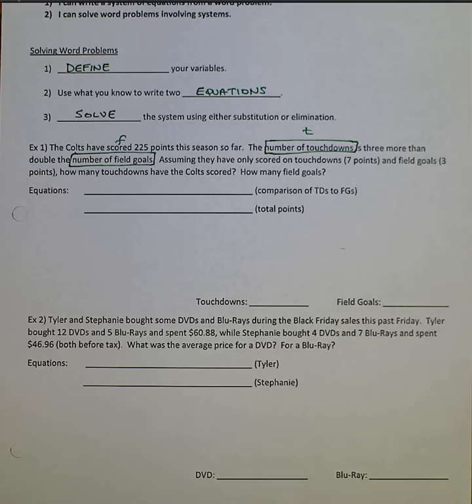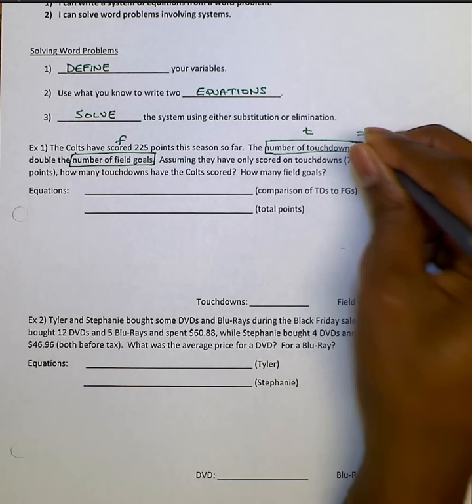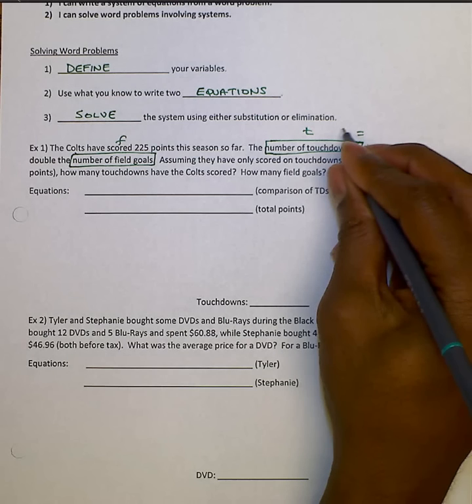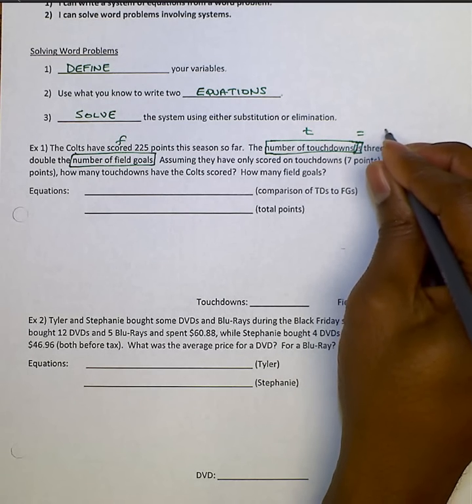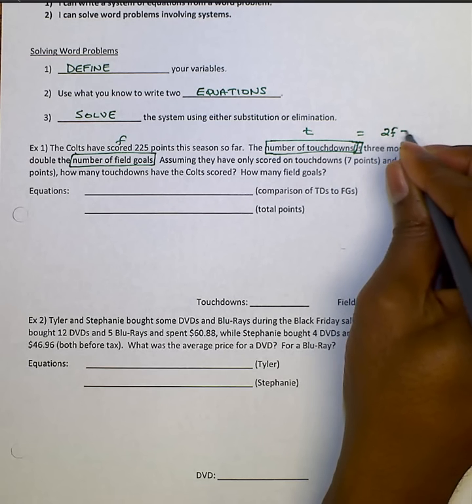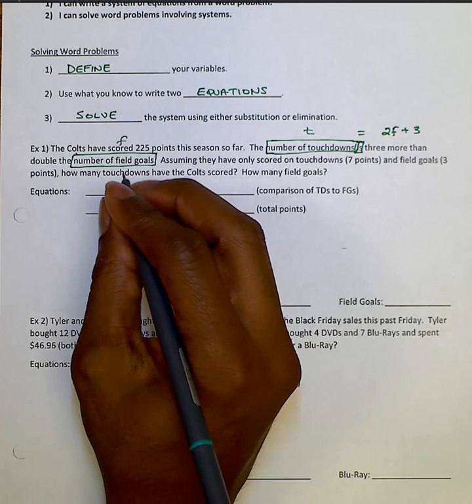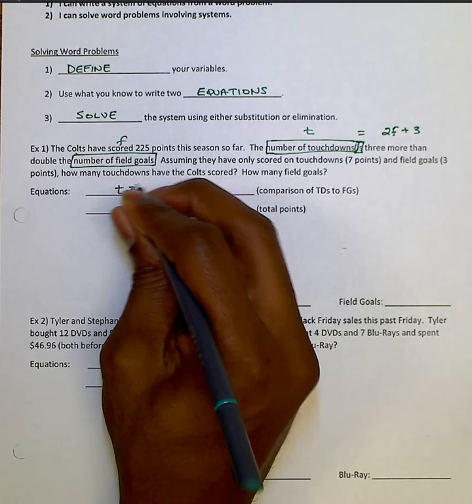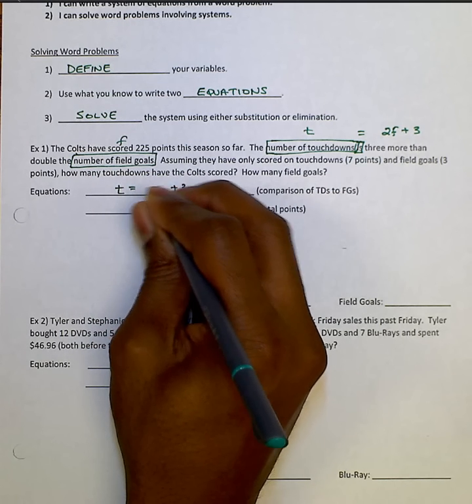The first thing it says: the number of touchdowns is, for us, means equals, 3 more than double the number of field goals. So touchdowns is 3 more than double the number of field goals, plus 3. So this is a comparison of touchdowns to field goals. Touchdowns is 3 more than double the number of field goals.